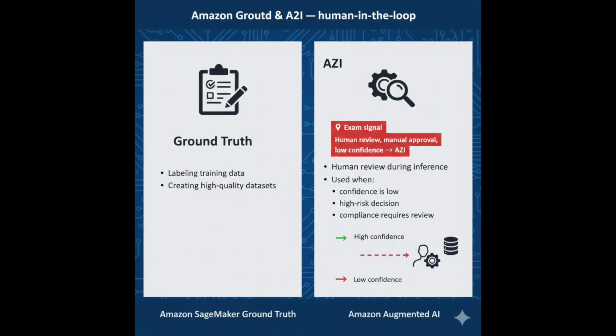Number 6, Ground Truth and A2I, human in the loop. Amazon SageMaker Ground Truth, Amazon Augmented AI. Ground Truth: labeling training data, creating high-quality data sets. A2I: human review during inference, used when confidence is low, for high-risk decisions, or when compliance requires review. Exam signal: human review, manual approval, low confidence, A2I.